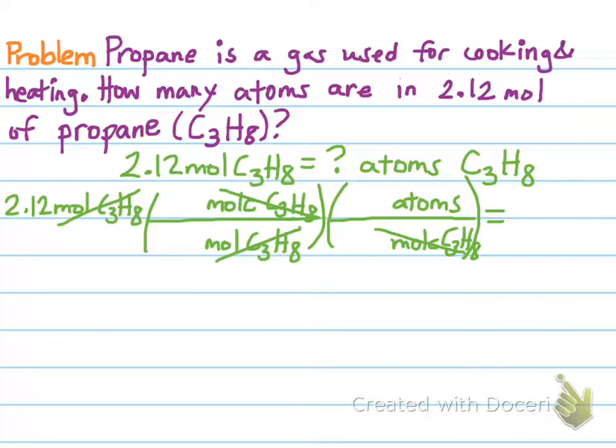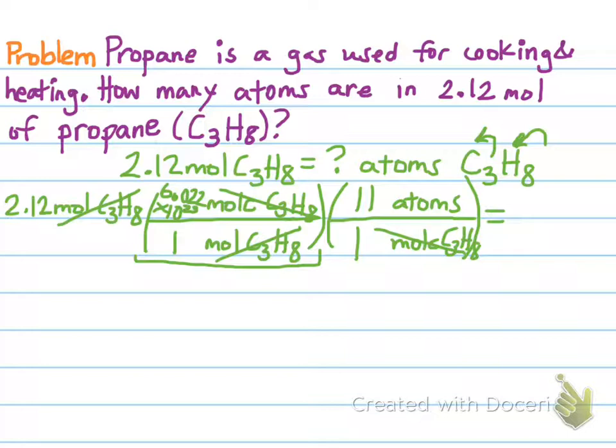Now, let's talk about our numbers, right? This is our conversion factor from our toolkit. So from our toolkit, the number in front of moles is 1, and the number in front of molecules is Avogadro's number. Now, in one molecule, how many atoms do I have? Well, one molecule contains 3 carbon atoms and 8 hydrogen atoms. So 8 plus 3, it's 11 atoms in total.